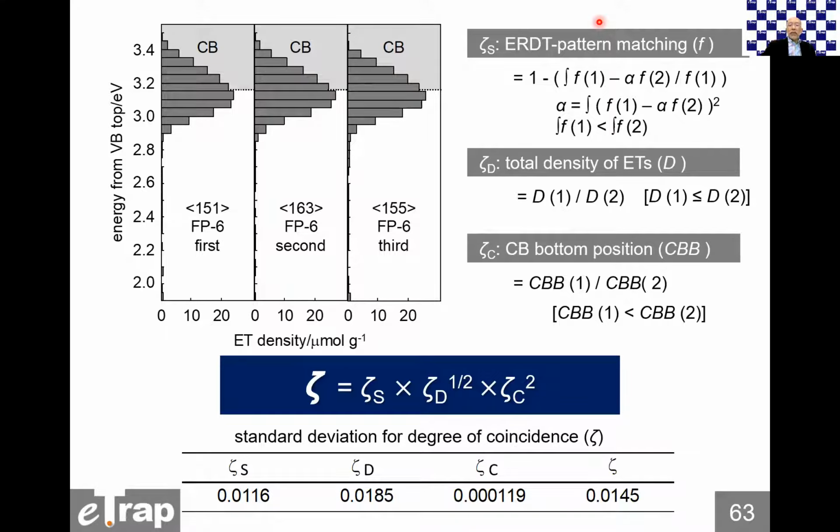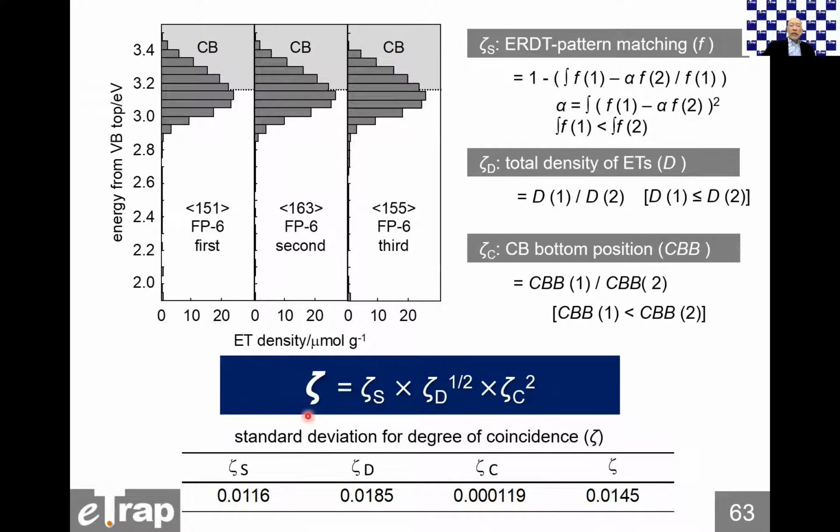1 is almost the same. The 0 means completely different. And by multiplying those 3 degrees of coincidence, the total degree of coincidence is calculated by using this equation, by putting some weight, light weight and heavy weight, depending on the standard deviation of those data.